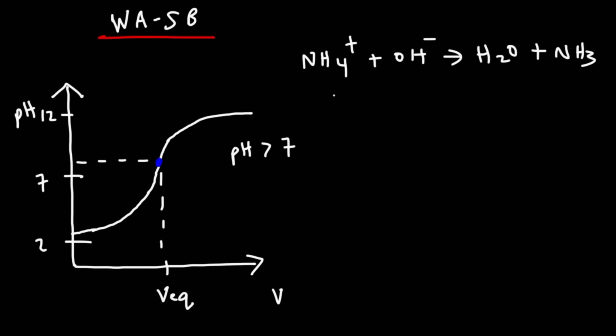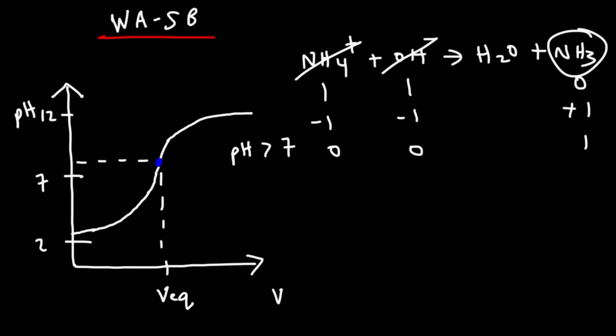So imagine if we have 1 mole of ammonia, 1 mole of hydroxide. These two will react to completion. They will decrease by 1, becoming 0. This will increase by 1. So at the equivalence point, we're not going to have any more weak acid or strong base. What's going to be left over is a weak base. And the pH of a weak base solution is greater than 7. So that is why at the equivalence point, the pH has to be greater than 7. Because at that point, all you'll have is the conjugate of the weak acid, which is the weak base. And the pH of any weak base solution will always be above 7.